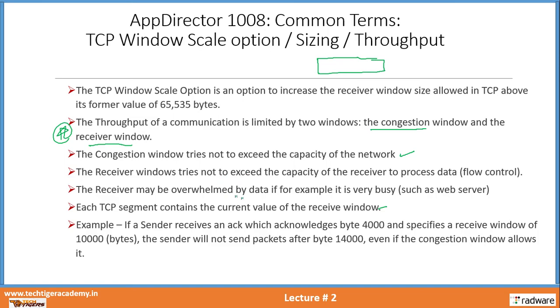If a sender receives an acknowledgement which acknowledges byte 4000 and specifies a receive window of 10,000 bytes, the sender will not send packets after byte 14,000, even if the congestion window allows it. So this is how it works. This is how we play with the sizing and the window, and in return we try to accelerate the throughput and achieve the performance.